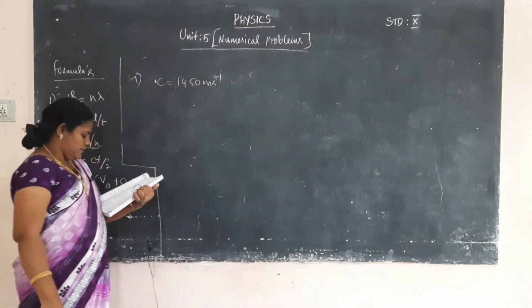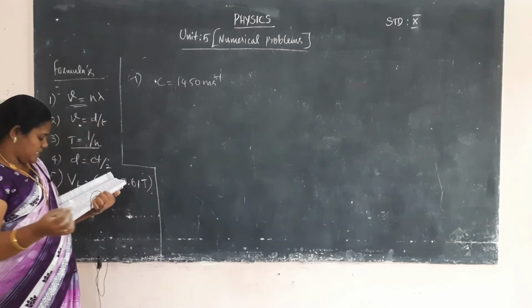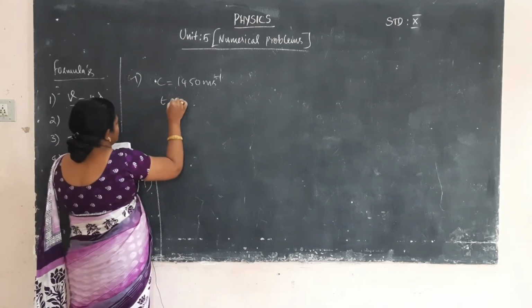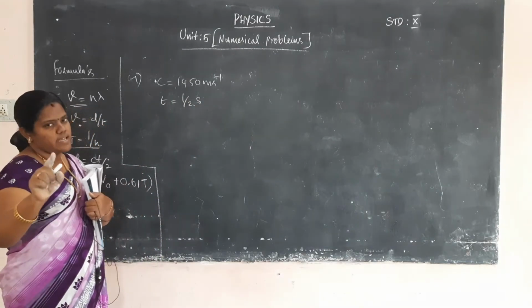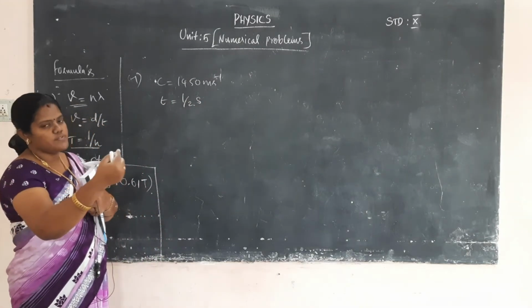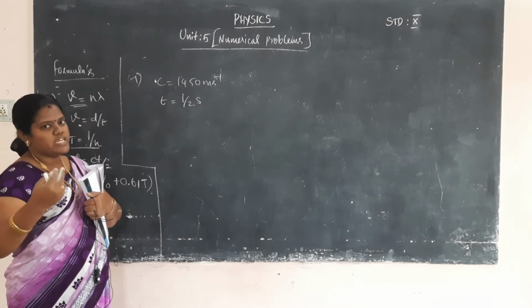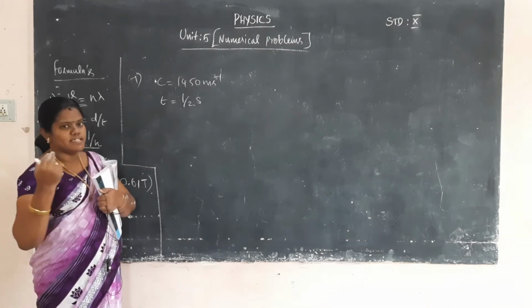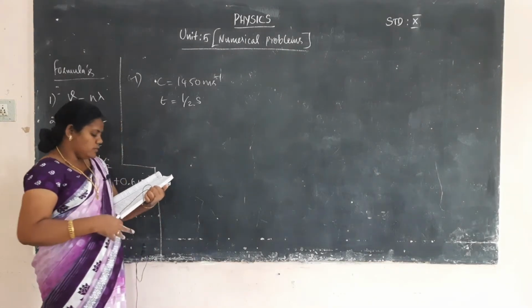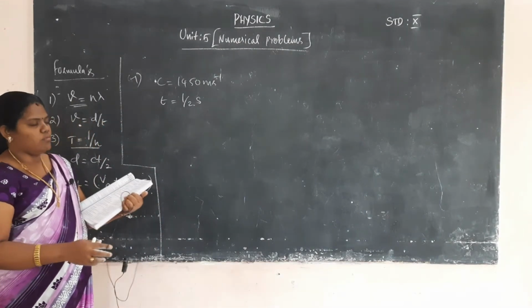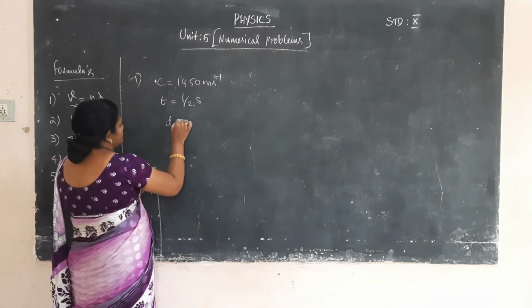And then time t is equal to half second, because it will be received back at 1 second. So transmission of one second and reception of one second. We want to calculate only the received signal, so time t is equal to half second. Okay, and then the depth of the sea is what we want to calculate. So depth D is equal to question mark.